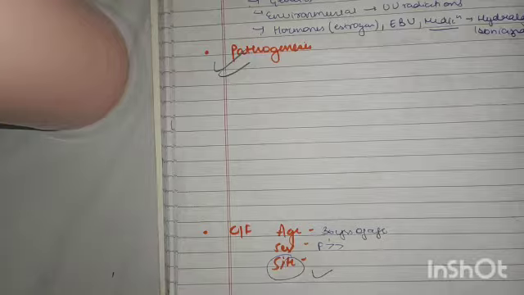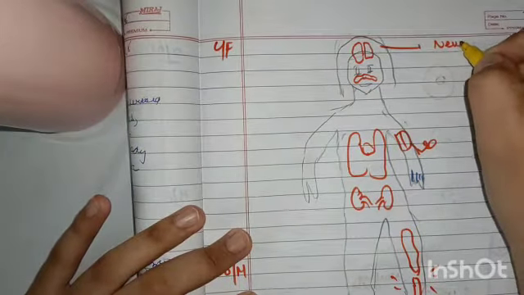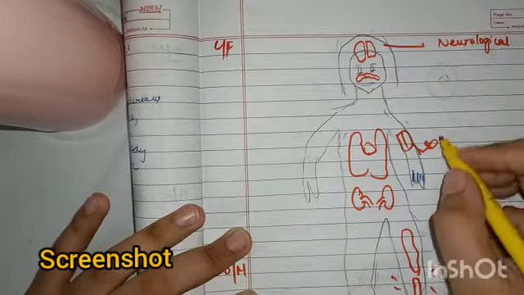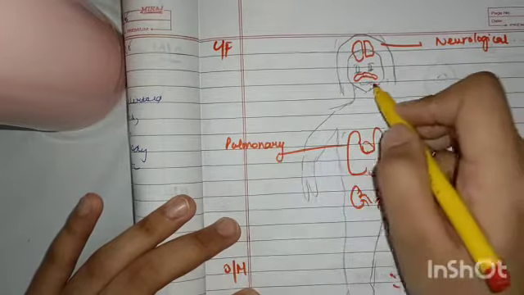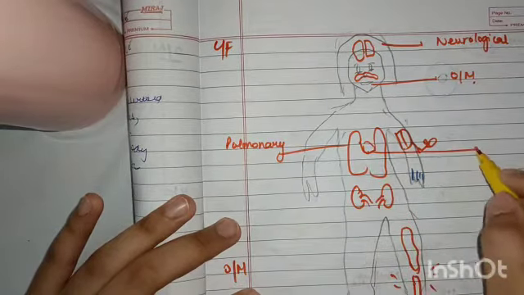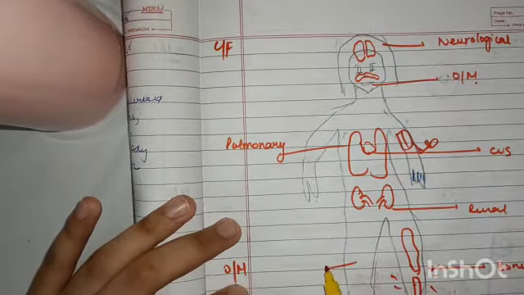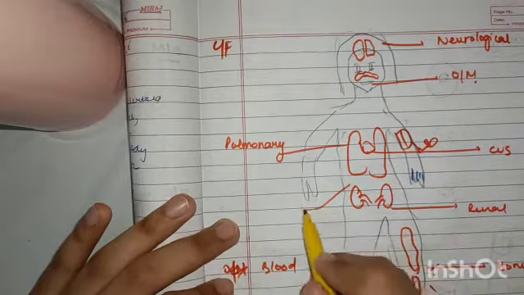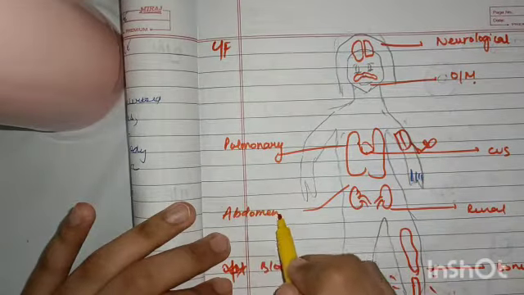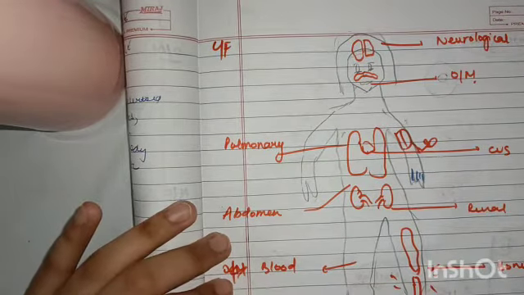Now let's discuss the clinical features, right? For the clinical features, I will be drawing. So first of all, neurological, then pulmonary, oral manifestations, CVS, renal, bone, blood. All right, kidney is done, abdomen. So now let's talk about it.